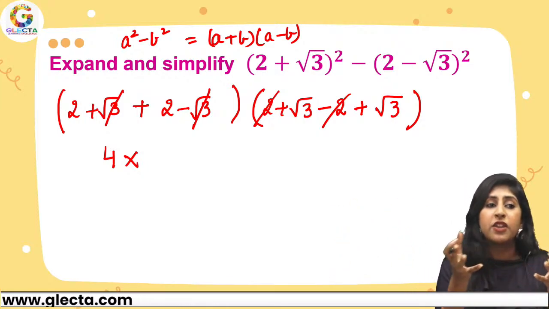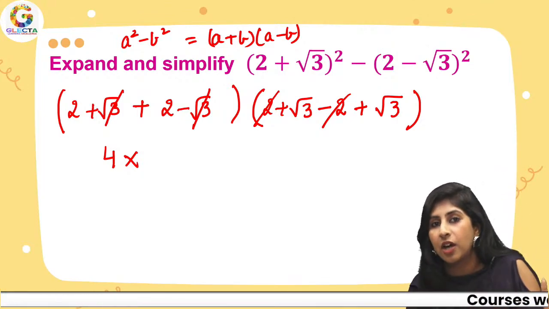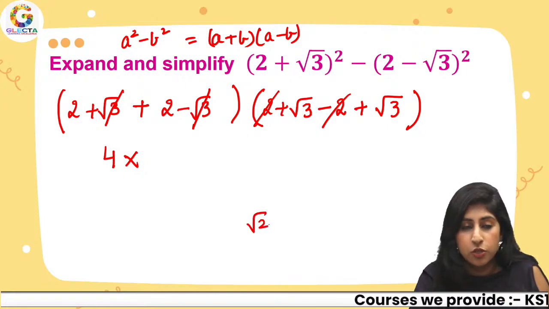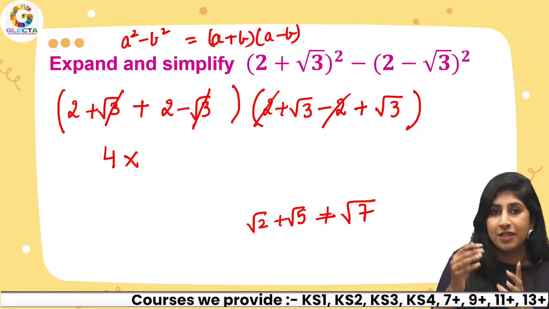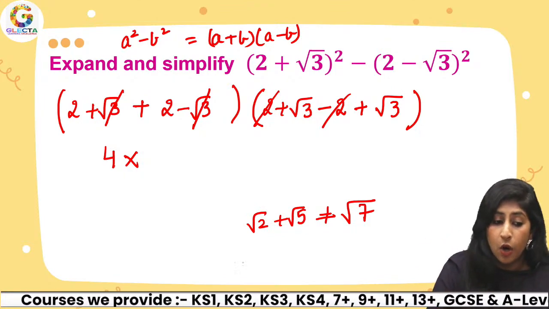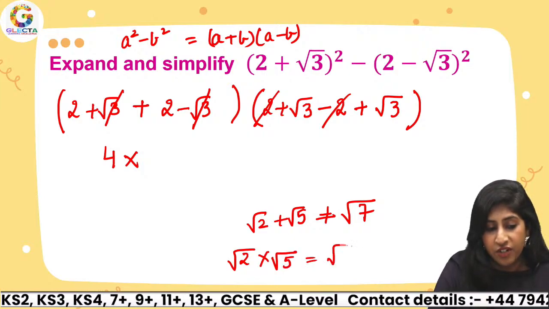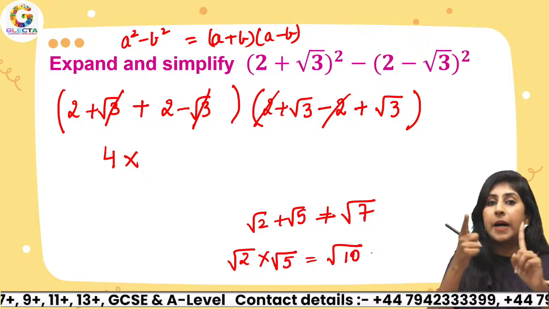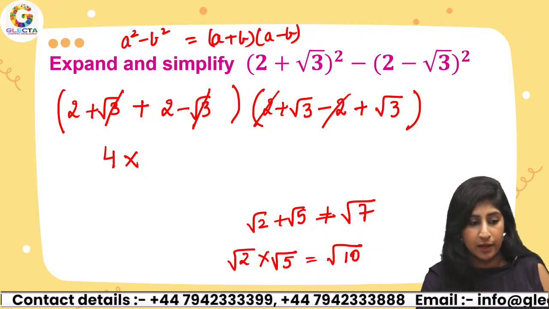Now a lot of people give me the answer as surd 6, which is incorrect. We cannot add our surds together. Surd 2 plus surd 5 is not equal to surd 7. Although surd 2 times surd 5 is definitely equal to surd 10. We can multiply surds together, but we cannot add or subtract them.